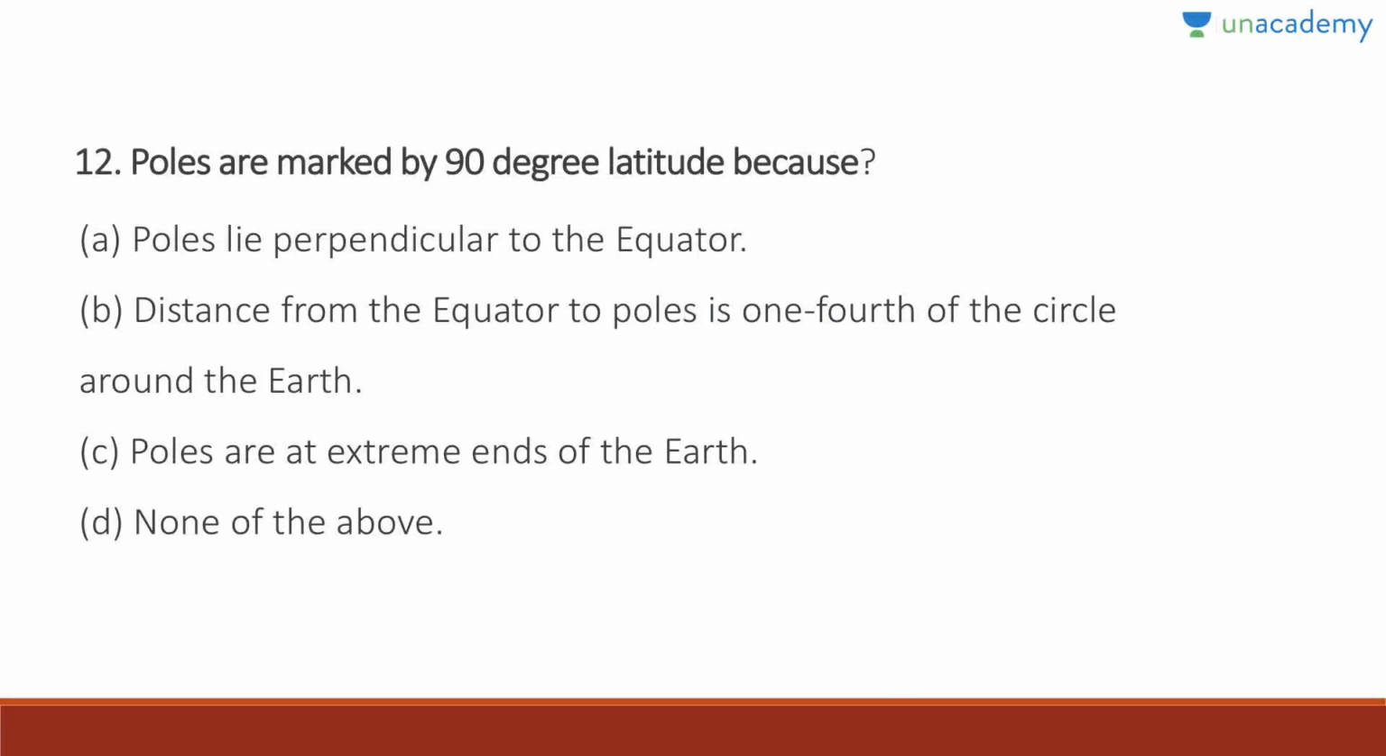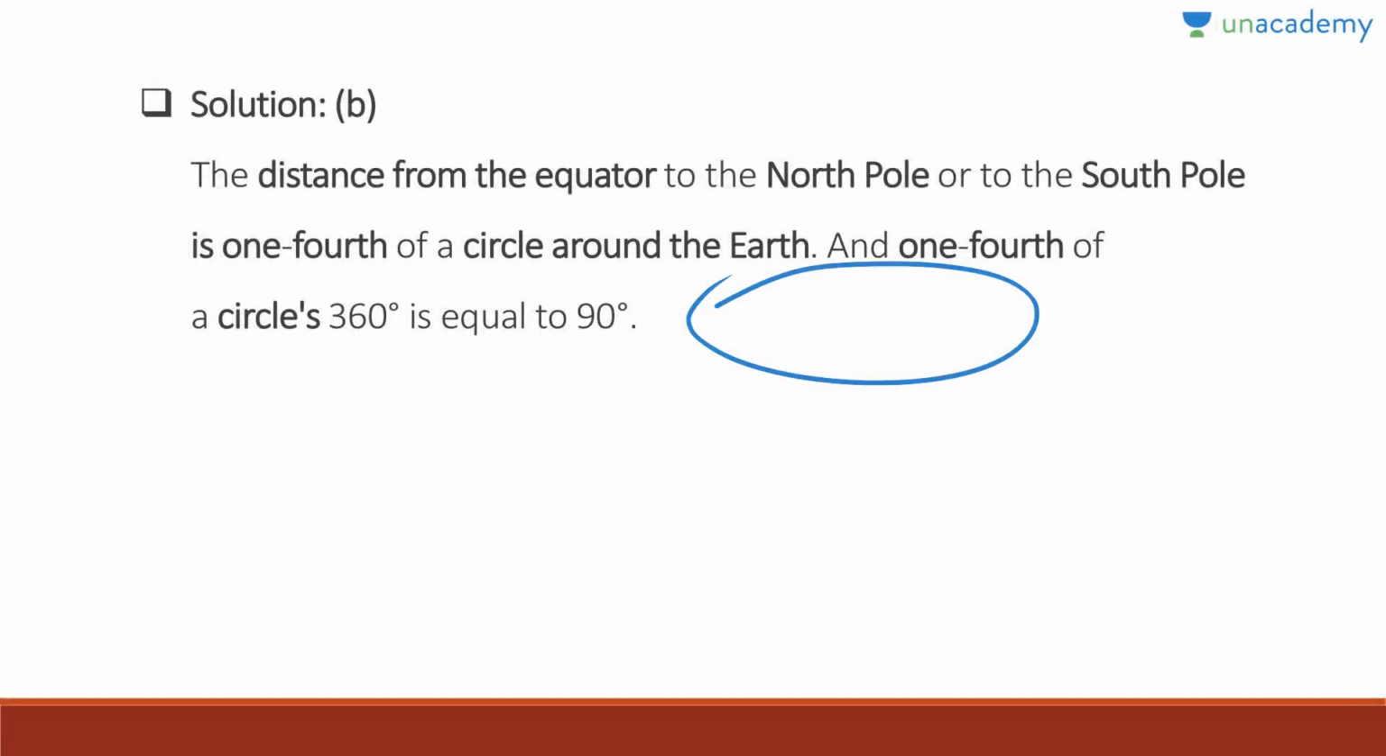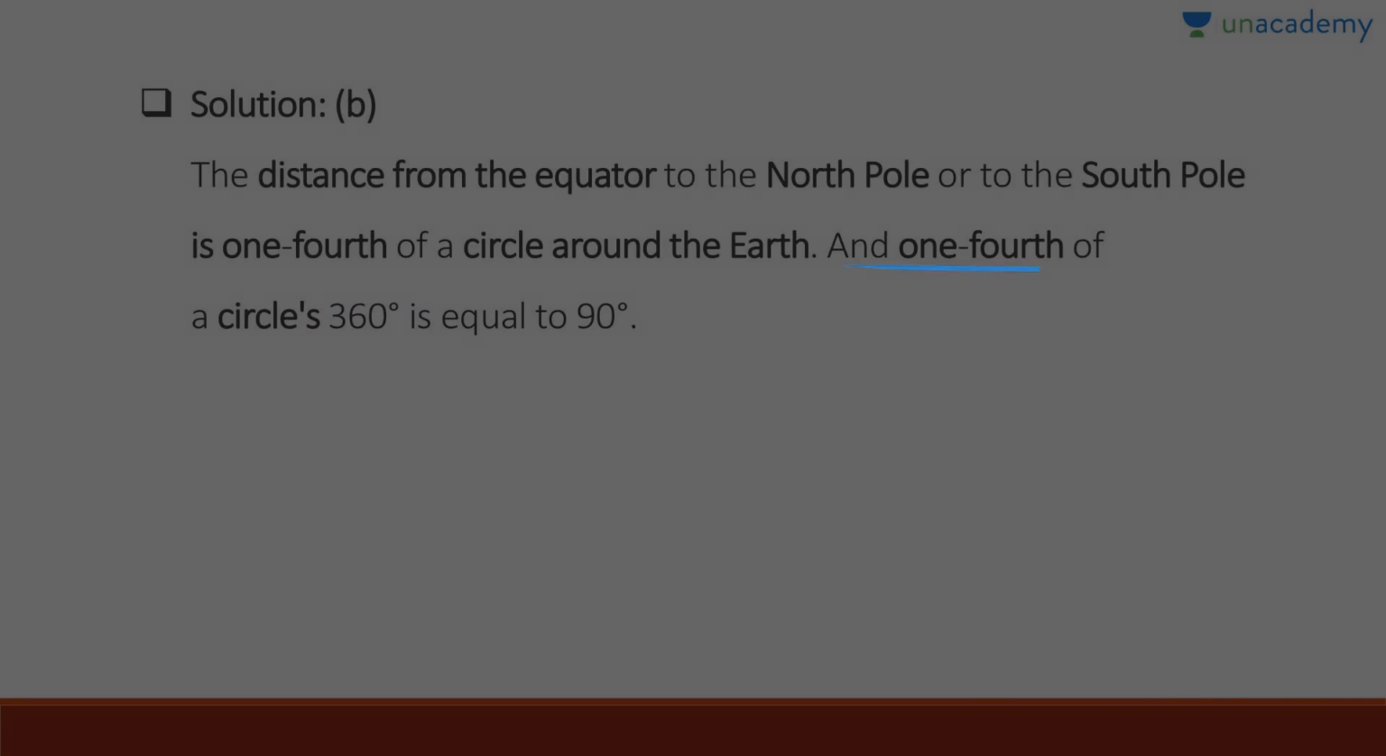Question number 12. Poles are marked by 90 degrees latitude because the distance from the equator to the pole is 1/4 of the entire circle around the Earth. So 360 multiplied by 1/4 is 90. So the distance from the equator to poles is 1/4 of the circle. That is why they are marked as 90.